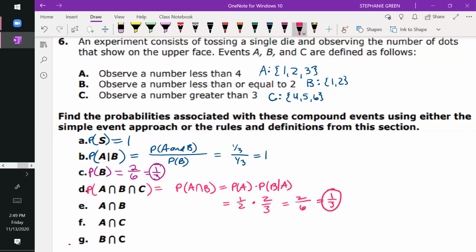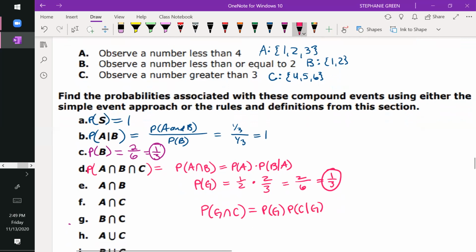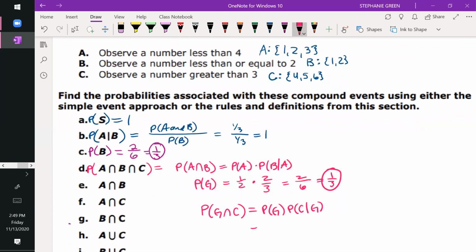Okay, but now what if I intersect that with C? Let's call this event G just for a placeholder. So the probability of event G intersect event C would be the probability of G, which is 1/3, we just said that, times the probability that event C happens given that event G happens. And again, we're expecting to get 0 here, but I'm just going through the process. So probability of event G, that's the intersect of A and B, is 1/3. And the probability of C, given that G has occurred.